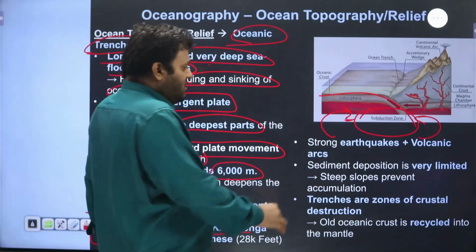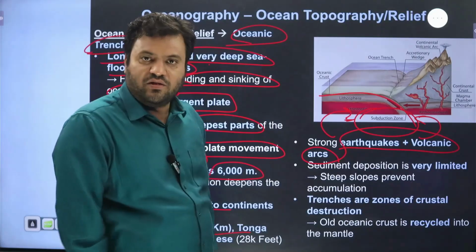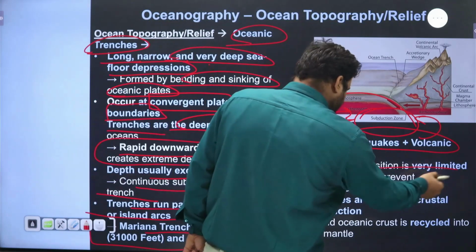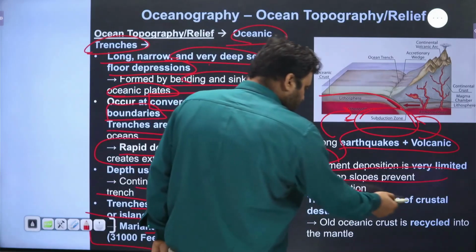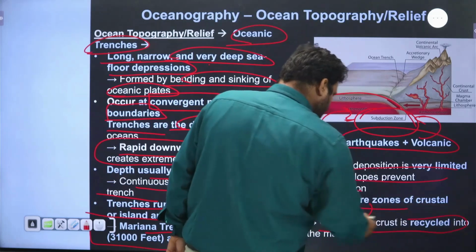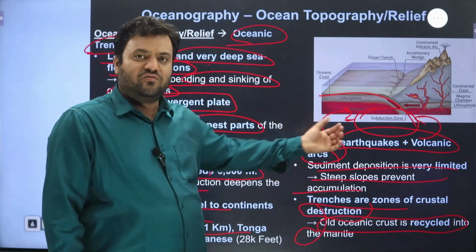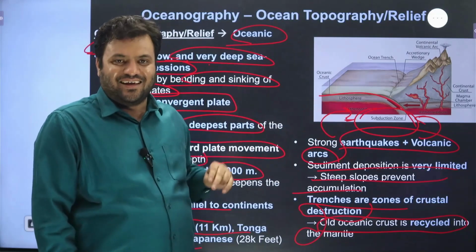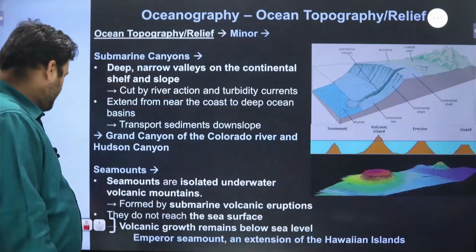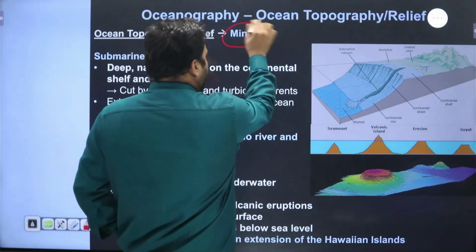Strong earthquake and volcanic activities can be observed along the trenches. I hope you have clarity. Sediment deposition is very limited. Steep slopes are there. Trenches are zones of crustal destruction. Wherever you have old oceanic crust, it is the trench which is recycling it. However, the pace or time period could vary throughout the region.